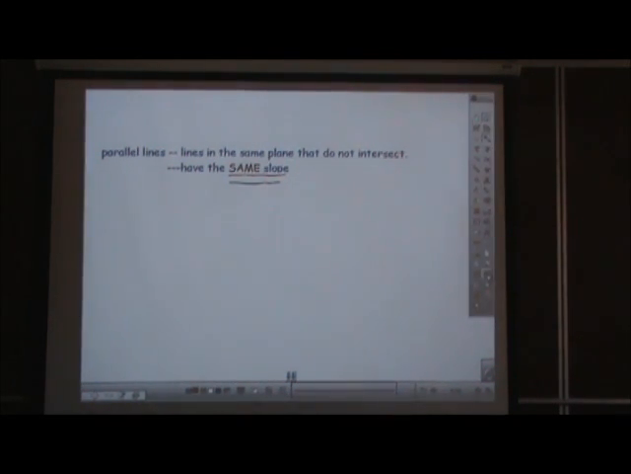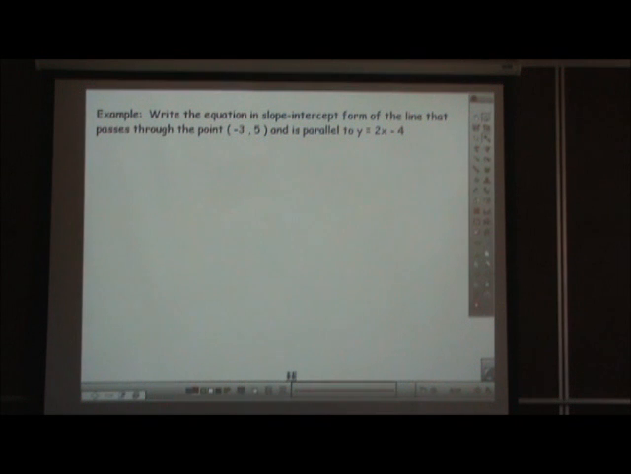So we're going to use that information, and what we're going to do is write the equation in slope-intercept form of the line that passes through the point -3, 5. And then we have to realize that it's going to be parallel to the equation that's given, y equals 2x minus 4. Now, the line that we're parallel to over here, the only information you need from this line is the slope. This is in slope-intercept form, so the slope of this line is in front of x. The slope of this line is 2.